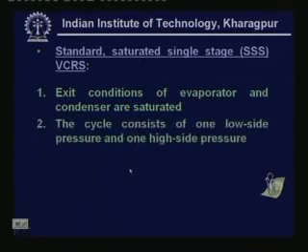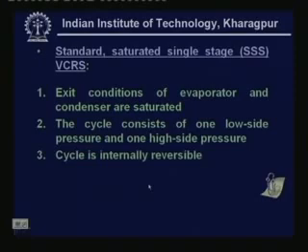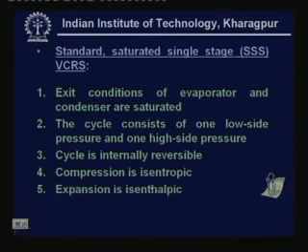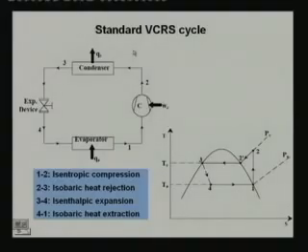And the cycle consists of 1 low side pressure and 1 high side pressure. That is why you call it a single stage cycle. And the cycle is internally reversible, and compression is isentropic, and expansion is isenthalpic. Okay. So, now let me show the schematic of the cycle and the cycle on TS diagram.